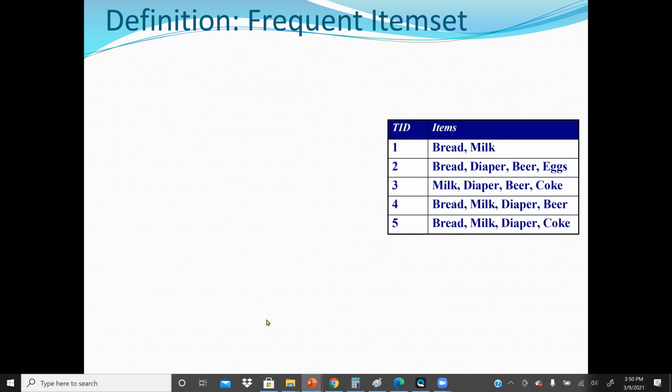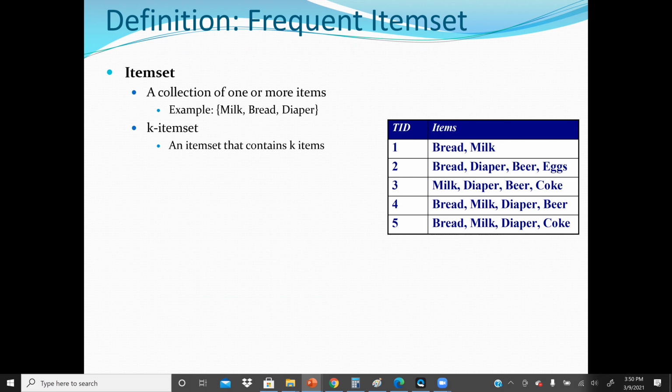So we start with the definitions of a few terminologies. So first, what is an item set? We say an item set is a collection of one or more items. An example will be milk, bread, and diaper. So milk, bread, and diaper will be a 3-item set because we have 3 items. So a k-item set means an item set that contains k items.